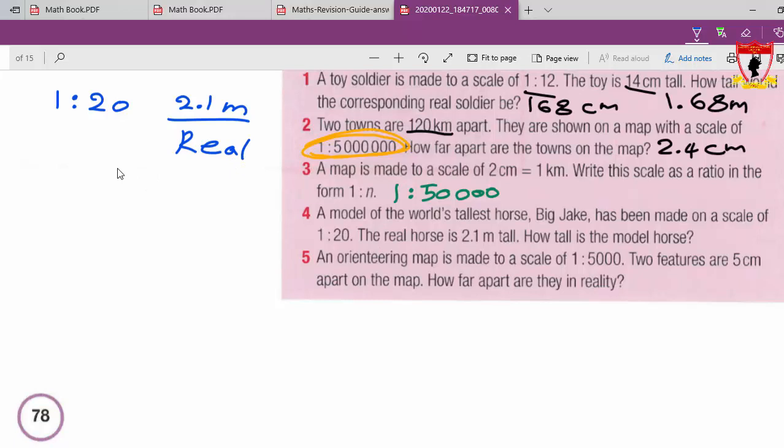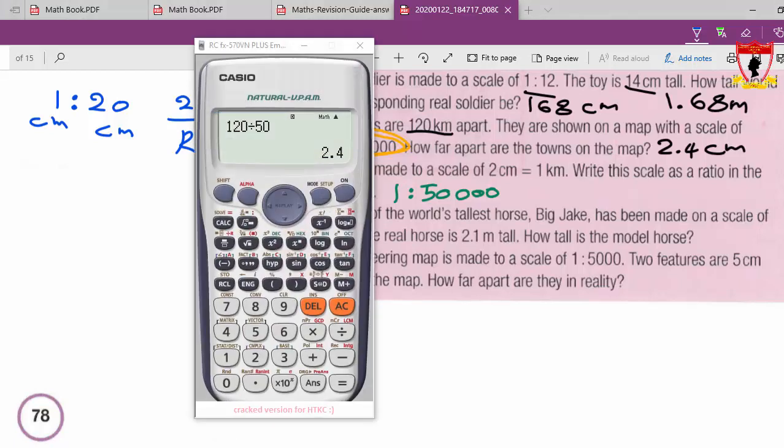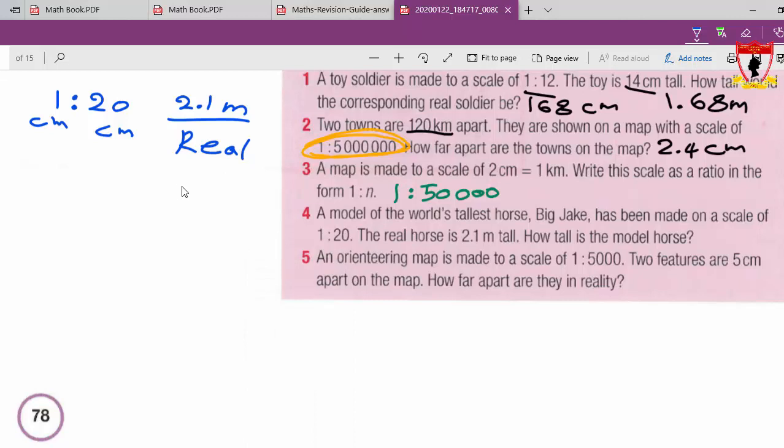Okay, then how can we get benefit from this ratio? To get benefit from this ratio, because there is no unit, I told you straight away consider centimeters. 1 centimeter of the model represents 20 centimeters of the real horse. Then this height of the real horse is given in meters. Convert this to centimeters. 2.1, if we multiply it by 100, it will be centimeters. So it's 210 centimeters. Then how many 20s are there in 210?